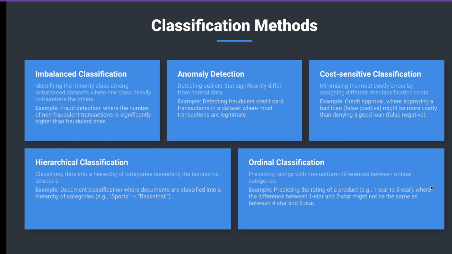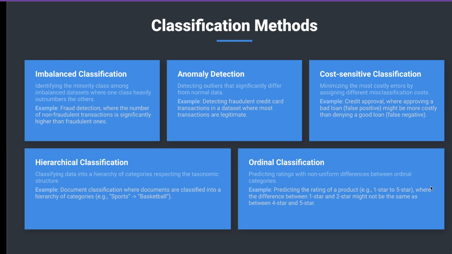So imbalanced classification, identifying the minority class among an imbalanced data set where one class heavily outnumbers the other. In many systems, in many algorithms, or in many machine learning methods, this is very, very hard to do. But in classification, you can do it. Fraud detection, where the number of non-fraudulent transactions is significantly higher than the fraudulent ones.